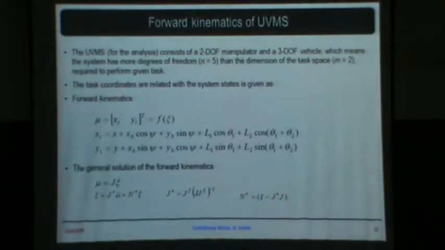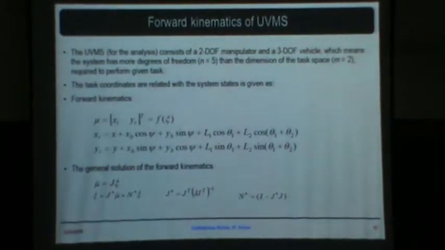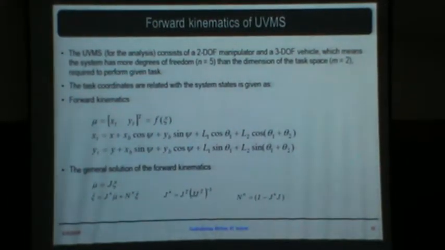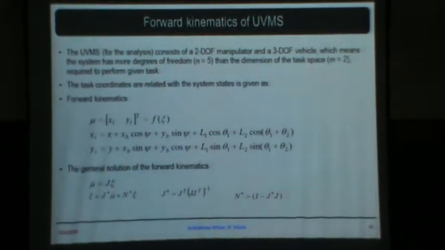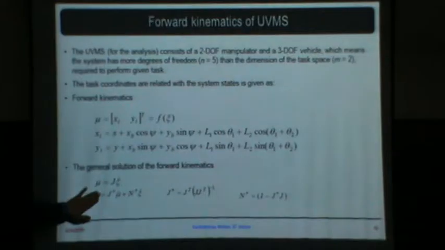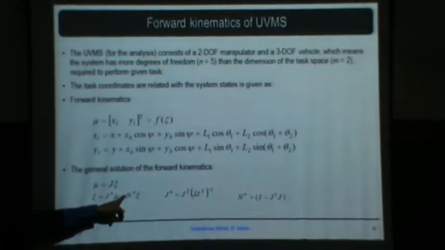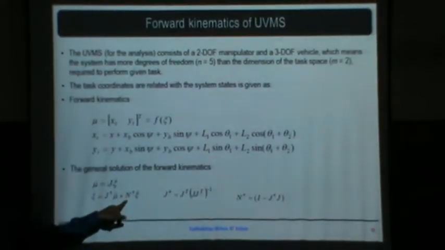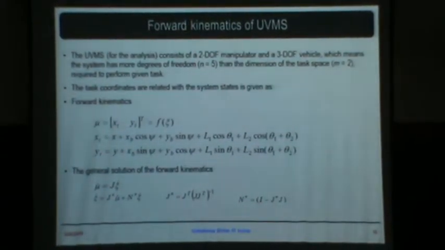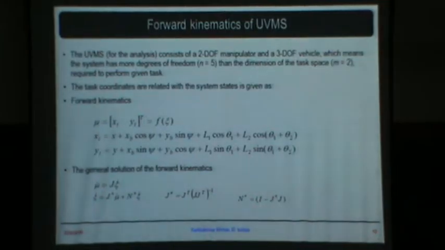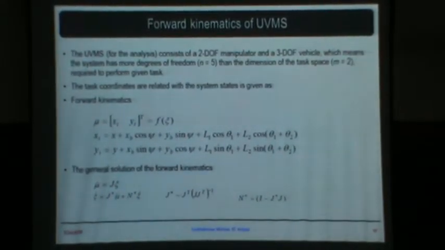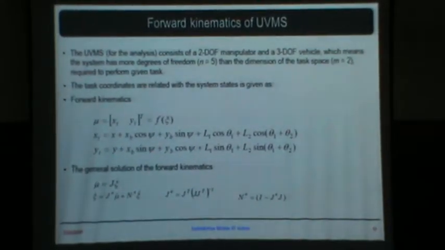Okay, so this is the equation which we derived, the same thing which is elaborated here. And you can see the general solution of the forward kinematics that I have given. Here there is one null space, and this null space only creates the self motion. I will not say much about null space here because there is a big mathematical background to it, so you can follow it up.